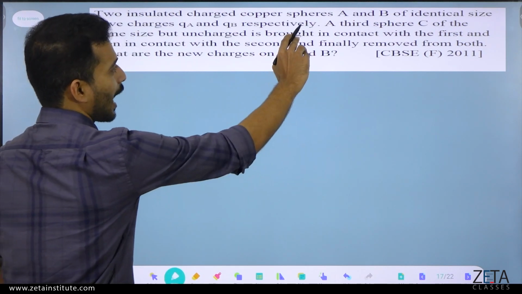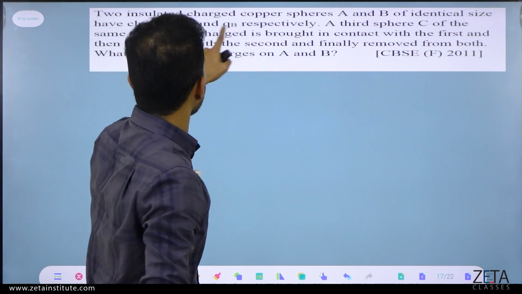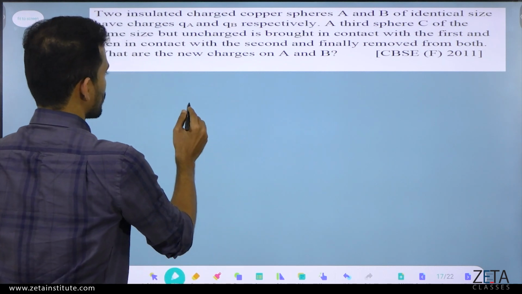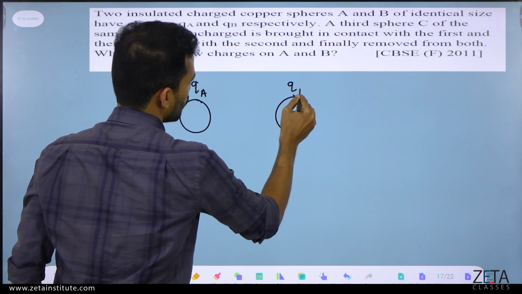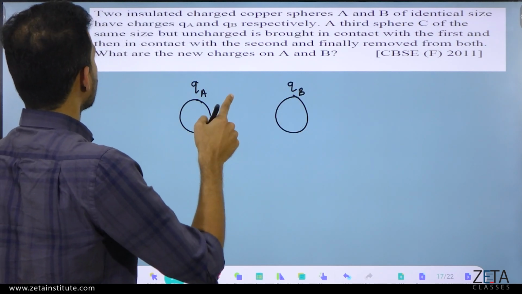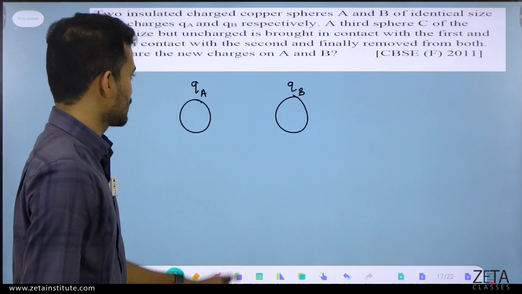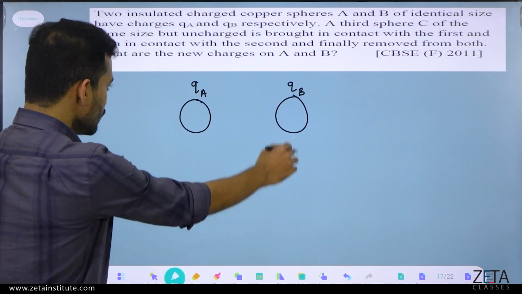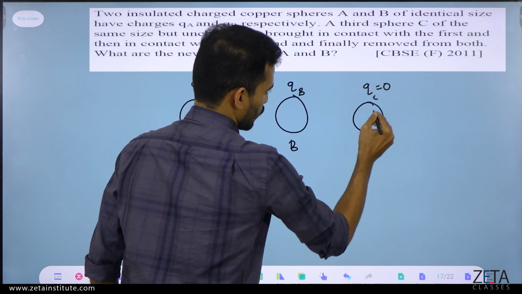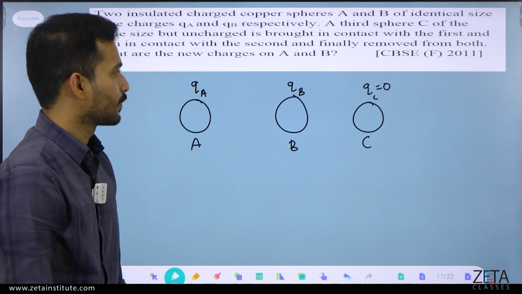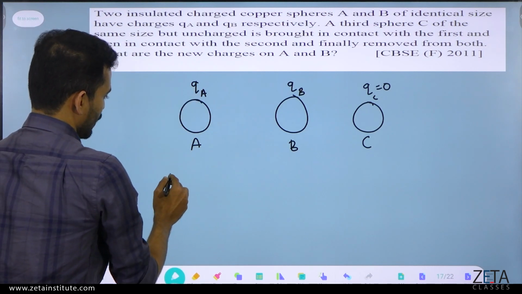So, listen, they are identical spheres. What is the first step? A and B of identical size have charges QA and QB. So, the charge on A is QA and the charge on B is QB. A third sphere C of the same size but uncharged is brought in contact with the first sphere. This is A, B, and C has Q equal to 0. That is sphere C.